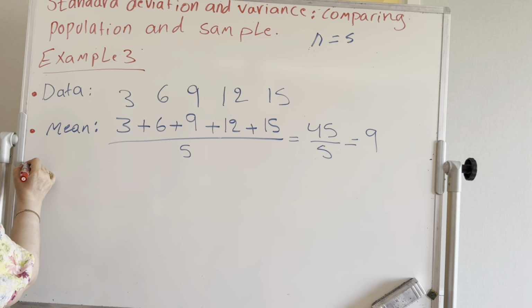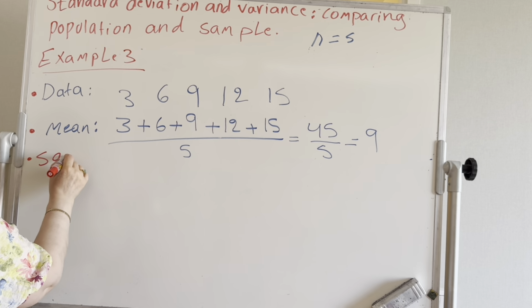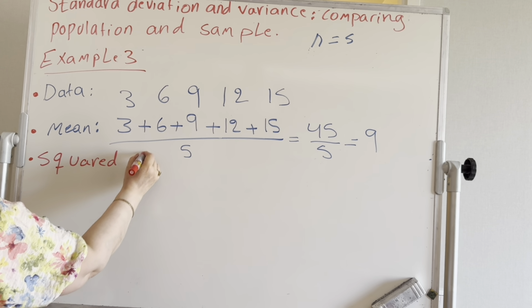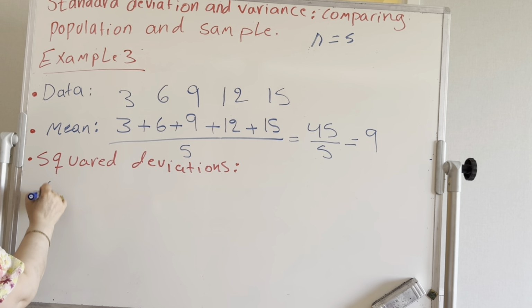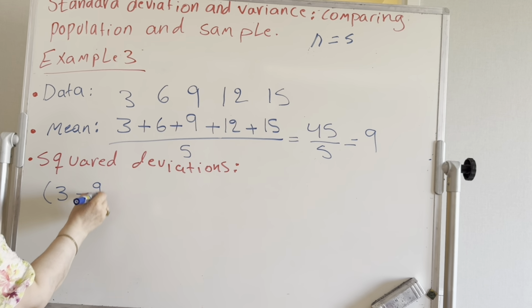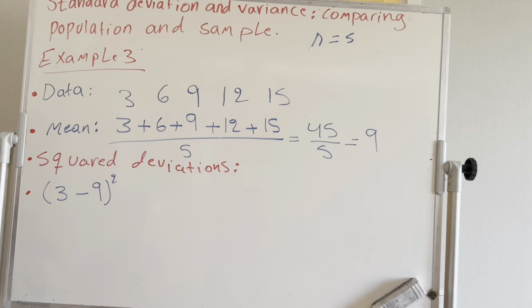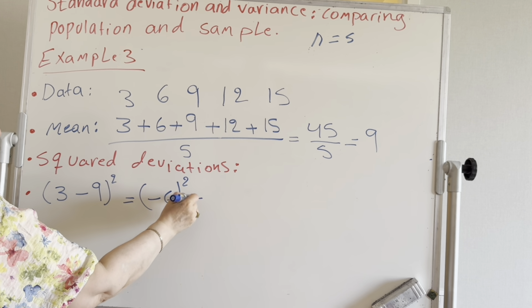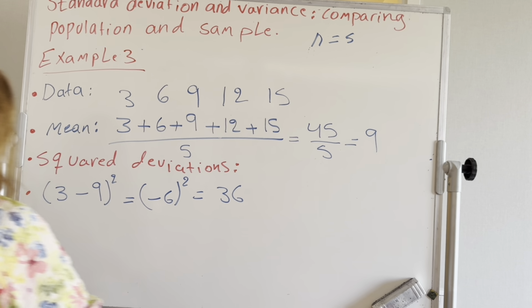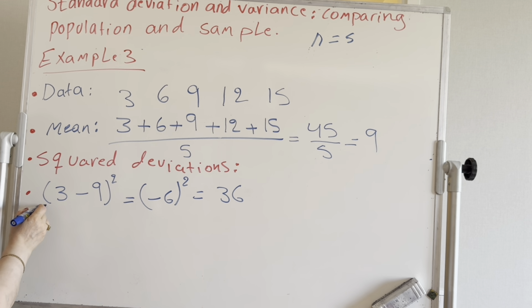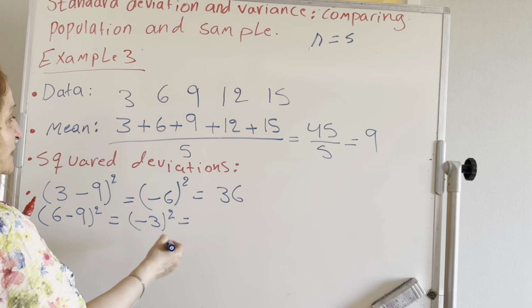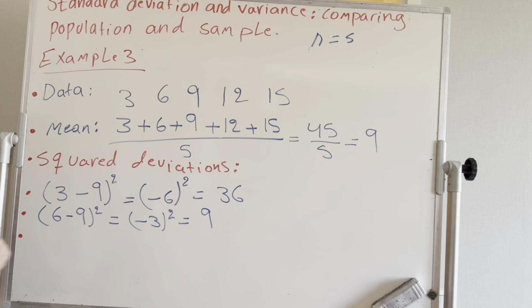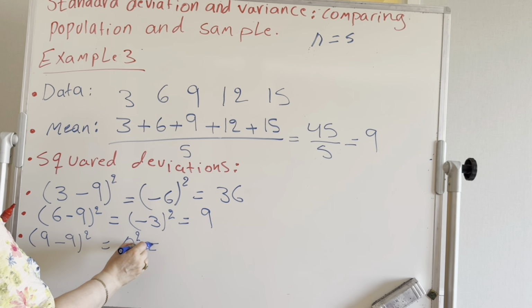Squared deviation. 3 minus 9, squared, equals minus 6 squared equals 36. 6 minus 9 squared equals minus 3 squared equals 9. 9 minus 9 is 0, squared, it will be 0.